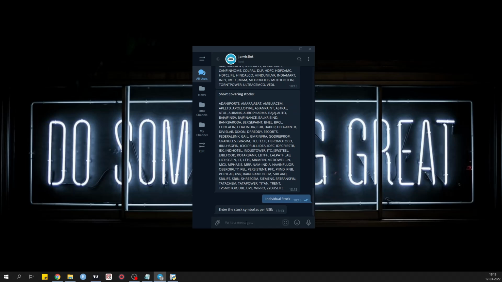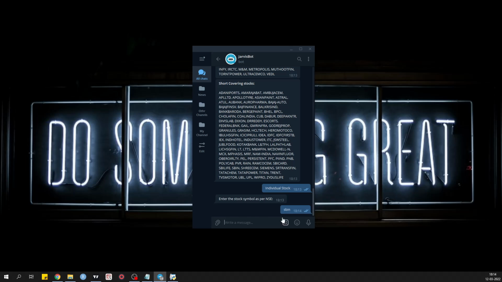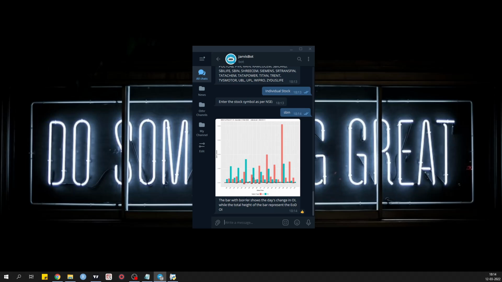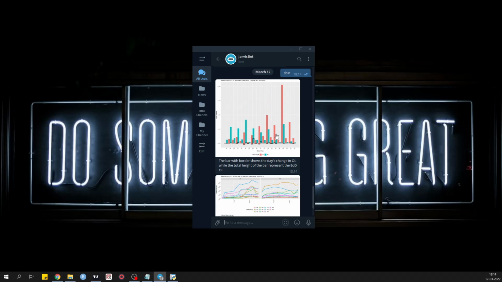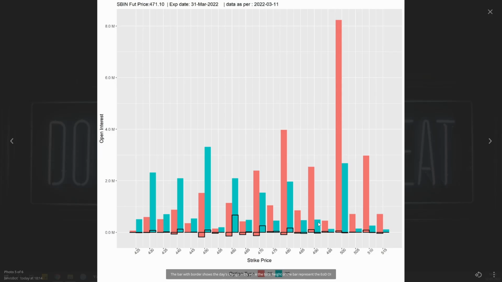So individual stock, let's say SBIN. We need to enter the symbol as per NSE. You can enter it in small or in caps, it doesn't matter. It gives you the result. So I have entered SBIN, and it gives the same set of 2 graphs. The one that shows open interest options data.